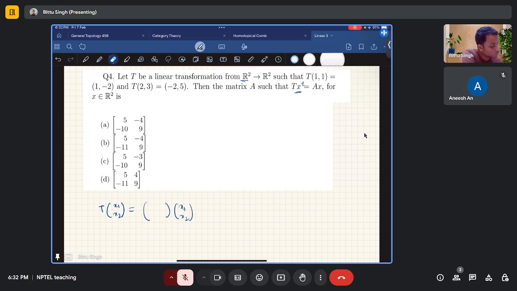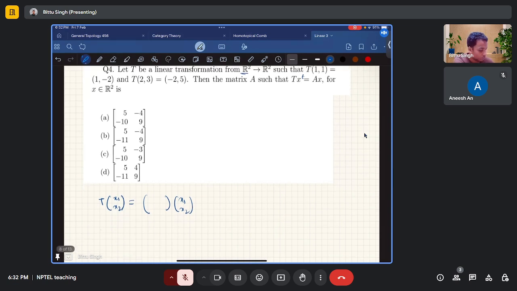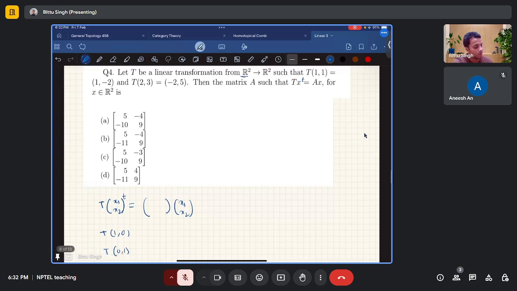Okay, so to find the matrix A, we need to find T of 1 comma 0 and T of 0 comma 1. Maybe this is the correct notation: T of 1 comma 0, T of 0 comma 1. We need to find those two things. It is similar to the previous case, that is, 1 comma 0 needs to be written as a linear combination of those things, 1 1 and 2 3.